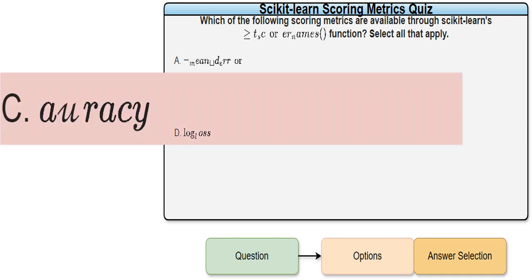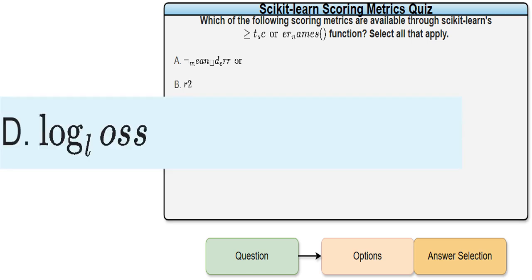This is a simple and intuitive metric for classification problems. It measures the percentage of correctly classified instances. For example, an accuracy of 0.8 means that the model correctly classified 80% of the data points. Log loss, also called cross-entropy loss, is a measure of how well a model predicts probabilities. It penalizes wrong predictions more heavily when they are very confident, and less when their confidence is low. Lower values of log loss indicate better performance.